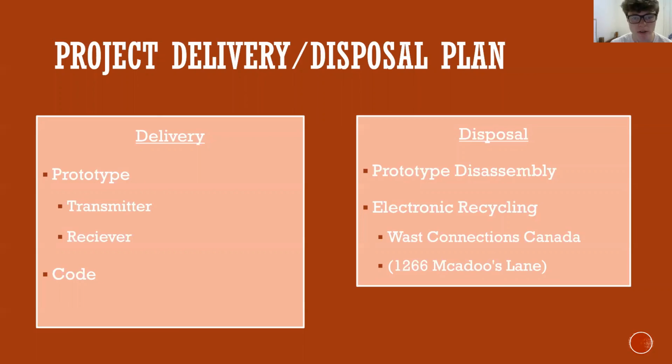With the remaining parts, our project group members will likely find use for the basic electronic components in future personal or educational projects. The more specific parts, however, for example the photodiode, will be recycled at an e-waste drop-off site. Waste Connections Canada has a Kingston site at the address shown on the slide, 1266 McAdoo's Lane. All remaining parts will be recycled there as well.